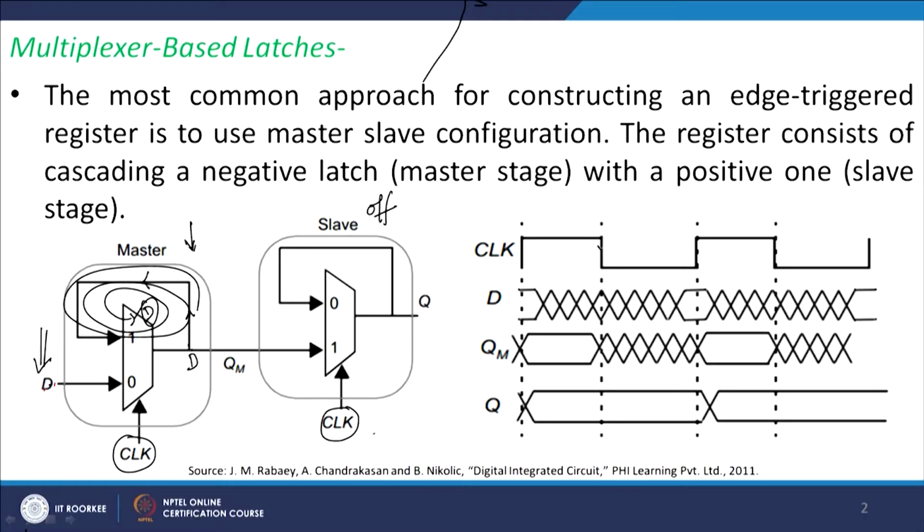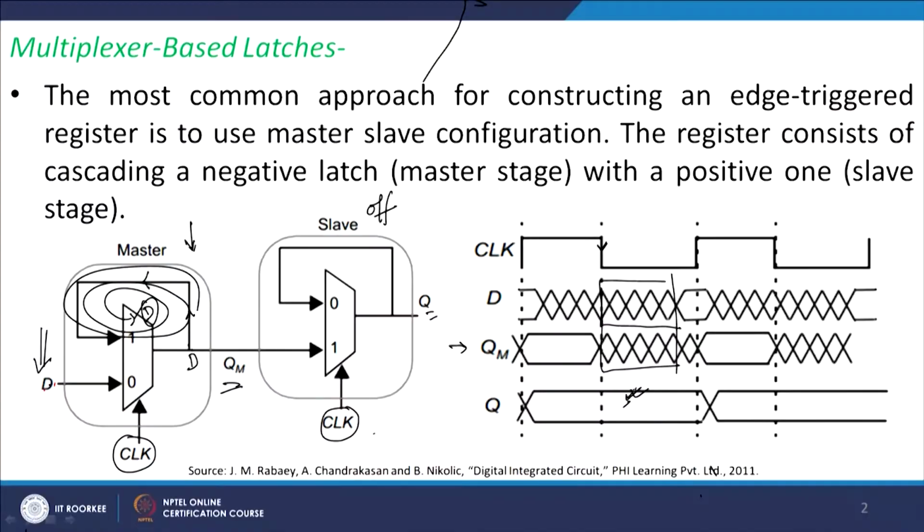When the clock goes to the negative edge triggering, this is your data, and the data is getting replicated here at QM. This QM is the output of the master, and Q is the output of the slave. At that point of time, Q is holding its old data, maybe 0 or 1, whatever the data was during the previous cycle of the slave being on.